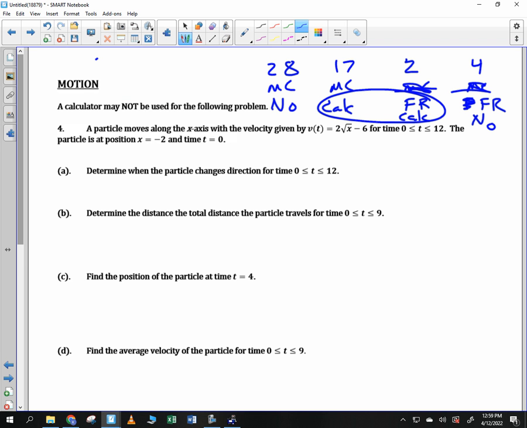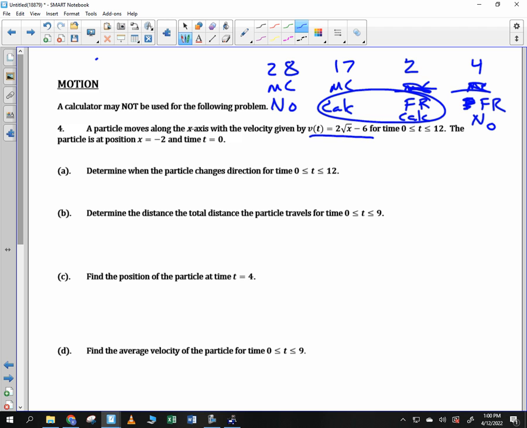Here we go. Determine when the particle changes direction. We have the function v of t is equal to this. From 0 to 12, particle's position x equals -2 at time equals 0. So you tell me, where would you even begin? And this is more like what the AP exam is going to be. You're going to come across a question, and you'll be like, shoot, I don't even know what to do. It's the same type of questions. It's just now you don't get a calculator.